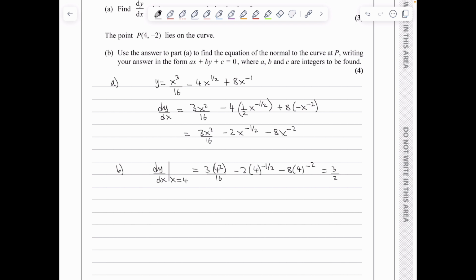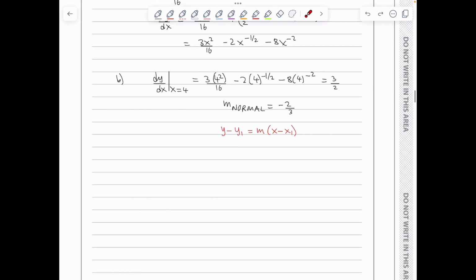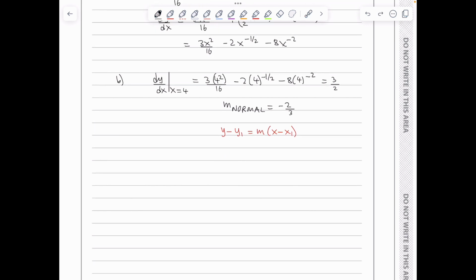So what I will do, I will take the dy/dx value we just obtained, flip and change the sign. So this gives me minus 2 over 3, because the normal is perpendicular to the tangent, and 3 over 2 is the gradient of the tangent to the curve at x = 4. And then using y minus y1 = m(x minus x1), we will proceed in finding the equation of the normal.